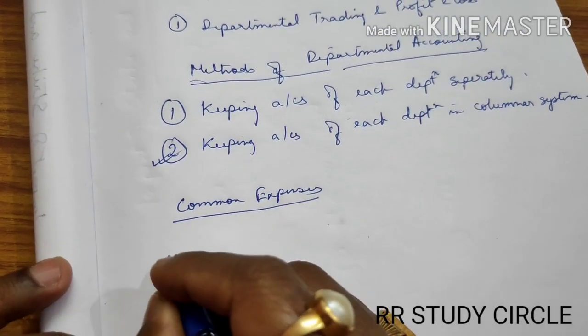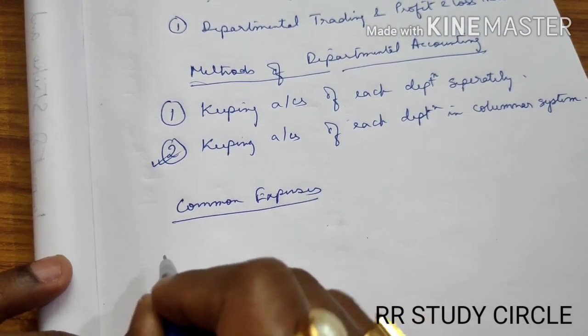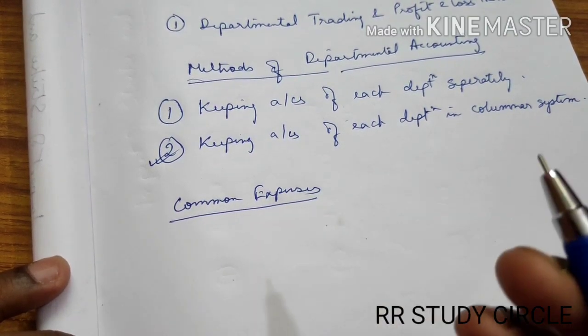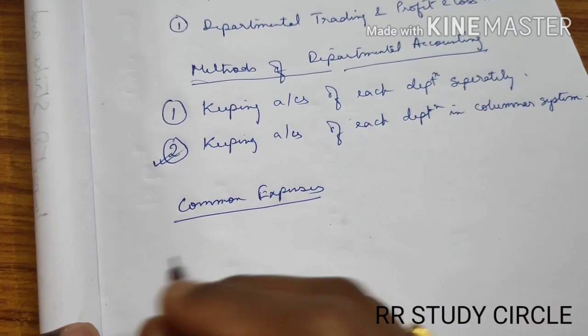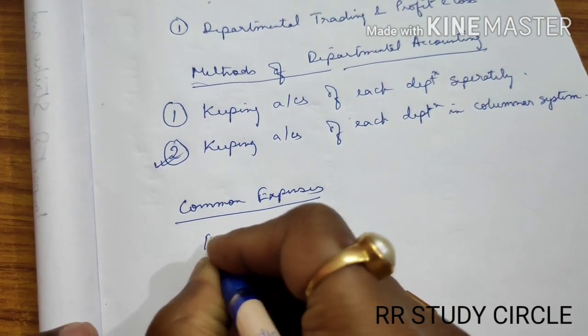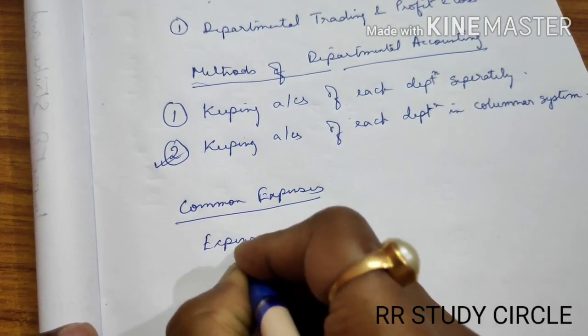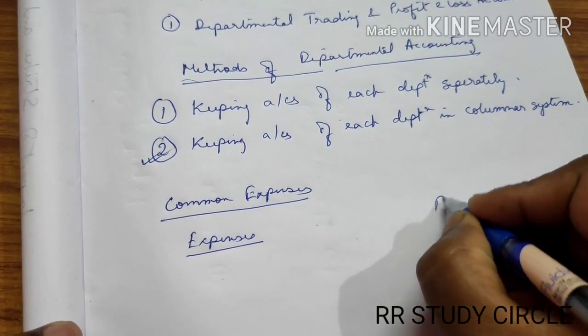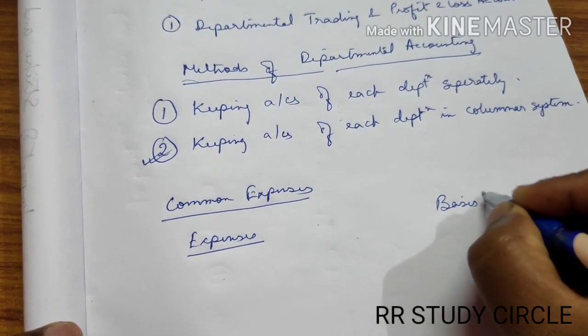Now let us take the example of the various expenses which are common for all the departments and which have to be apportioned. On what basis are these to be apportioned? Say for example, I am writing the expenses on one side and the basis of apportionment.